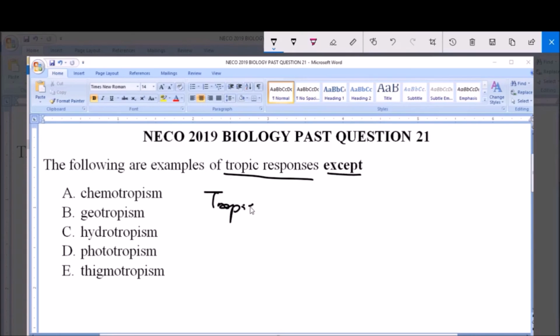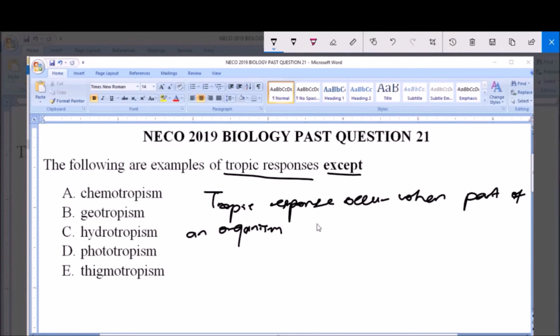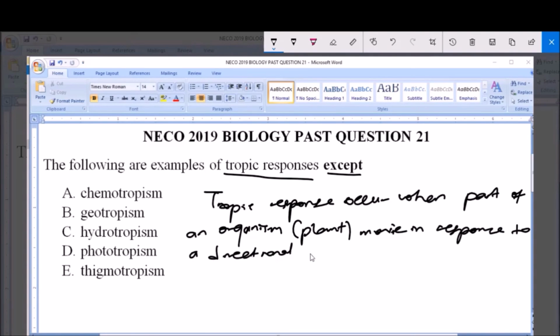Now a tropic response occurs when a part of an organism, mostly what? Plants, moves in response to a directional stimulus.